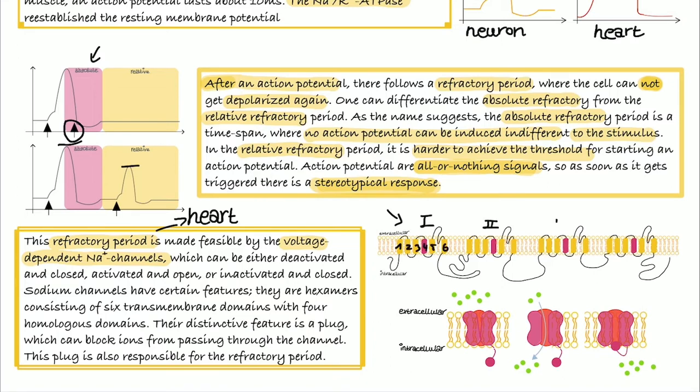And in the cartoon, which is, I guess, easier to understand, you see that there are 3 kind of phases in which a sodium channel can be, so either deactivated and closed, activated and open, or inactivated and closed. And here's a plug, and as soon as the cell has undergone an action potential, this plug closes the channel, and this is what we call the refractory period.